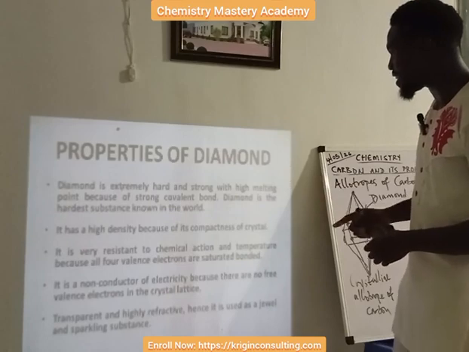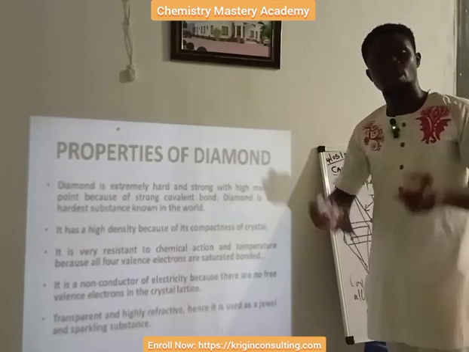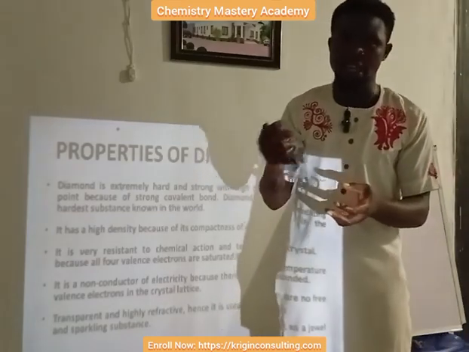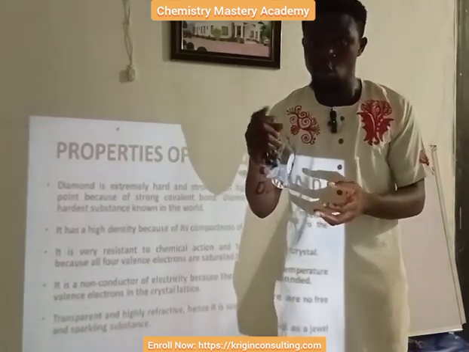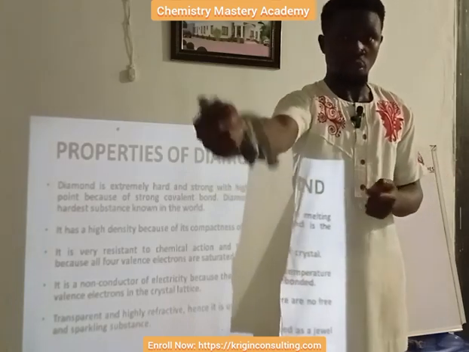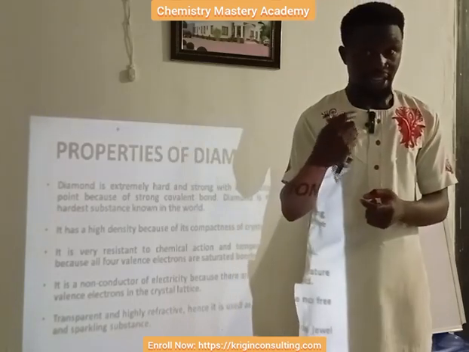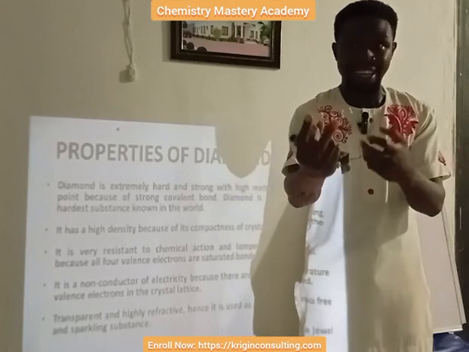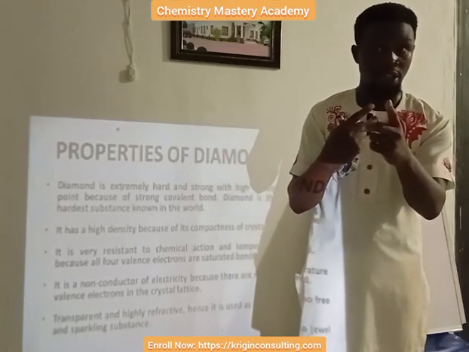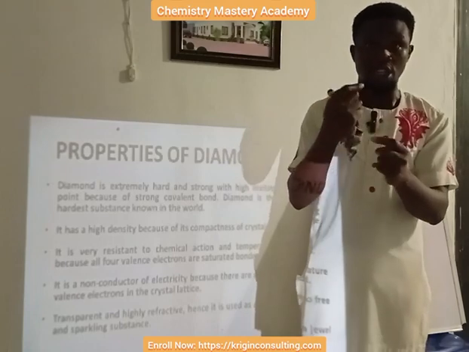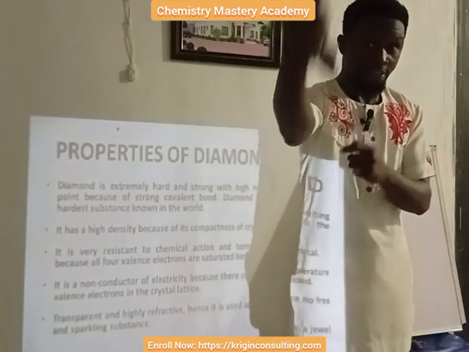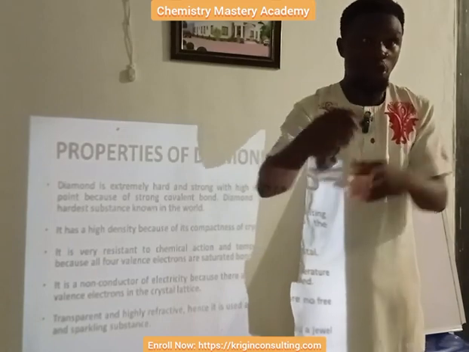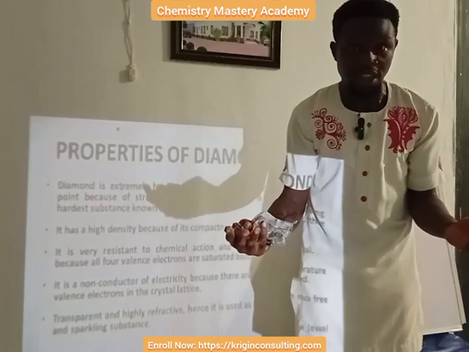Okay, then we said it is a non-conductor of what? Electricity. Why is it a non-conductor of electricity? Remember, an atom is said to be charged when it releases electrons or gains electrons, right? And we have just established that diamond does not take part in chemical action. It does not take in, it does not give out. So if it does not take in electrons and does not give out electrons, that means it does not conduct electricity. Are we following?